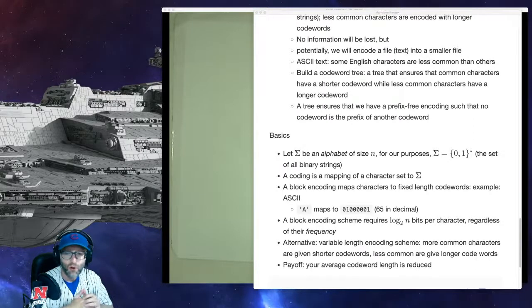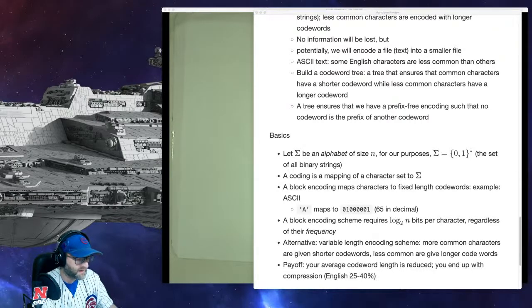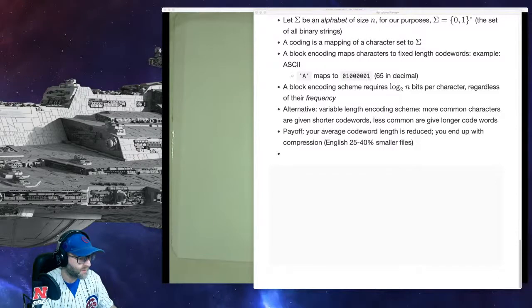That's the payoff. The average code word length could be lower, and we'll see an example of this later on, right? You end up with compression for English from 25 to 40% smaller files. Right? So there is a big payoff here that when you store stuff or when you send it through a network, if you can send 25% less information, that uses 25% less bandwidth, that means that your transmission is going to end up being 25% faster, right? Okay, but there is a problem here, right?